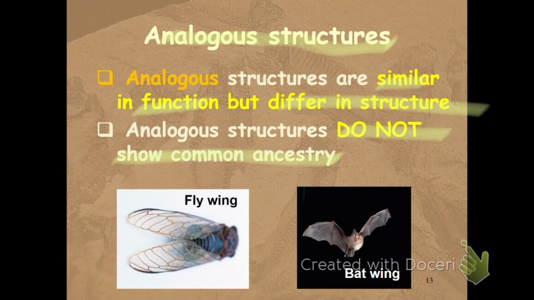So analogous structures do not mean that there is a common ancestor for those organisms. Analogous structures do not show common ancestry. Do homologous structures show common ancestry? Look at your notes. Yes, they do.